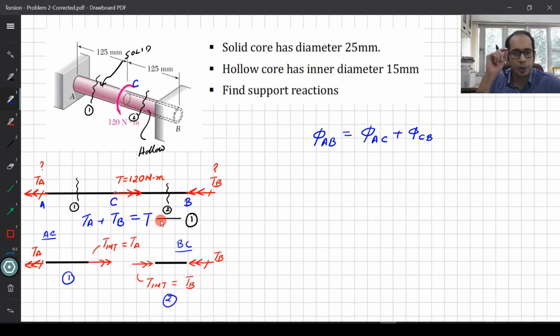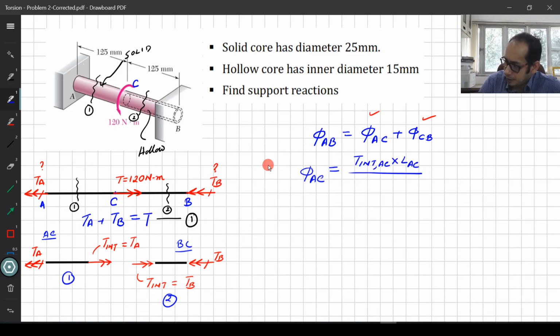Now for the part AC, how can I write my phi AC? I am just going to split these two sections and write the individual equations for both. So what I get as my phi AC, remember the torsion formula, phi equals TL divided by J times G. So phi AC will be equal to the T internal in the section AC times L of AC divided by J of AC times G, right?